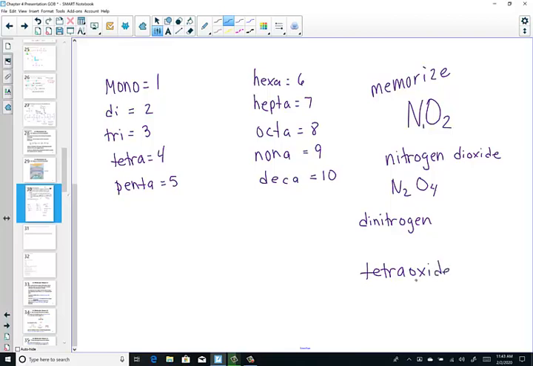Tetraoxide has a double vowel. Tetraoxide. In this case, tetroxide actually is less of a tongue trip. Tetroxide. It doesn't matter to me if you're typing them in tetroxide or tetraoxide. It will eventually get to where you know what sounds correct. Tetraoxide.